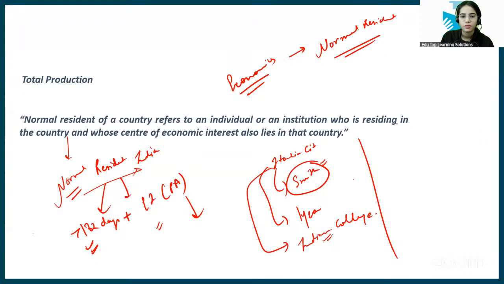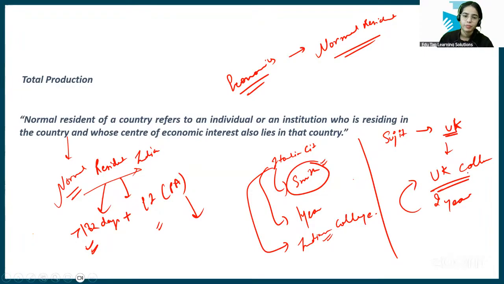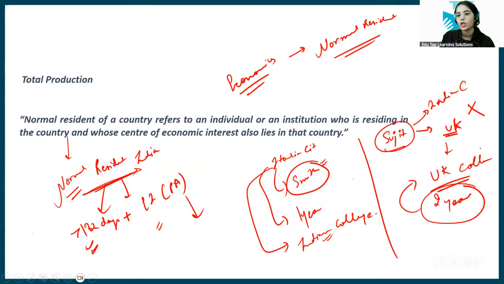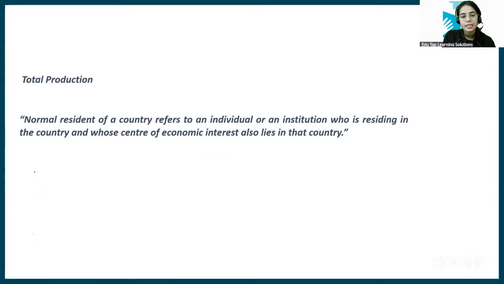While we have, let's say, Sujit. Sujit is living in the UK for 2 years and is working as a professor in a British college. So Sujit is an Indian citizen, but is he a normal resident of India? No. He is an Indian citizen, but he is not a normal resident of India. First of all, he is not living in India, not residing in India, not working for India, not producing for India. Now, next is domestic territory.